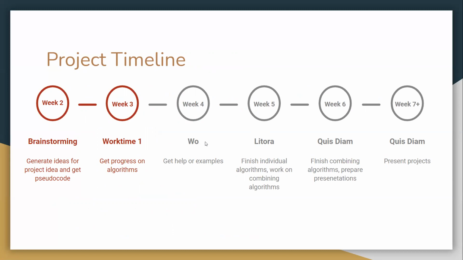Okay, just ignore these 2 things. So the first week, week 1, is just this meeting right here. So we've got that covered. But week 2, we're going to start brainstorming.